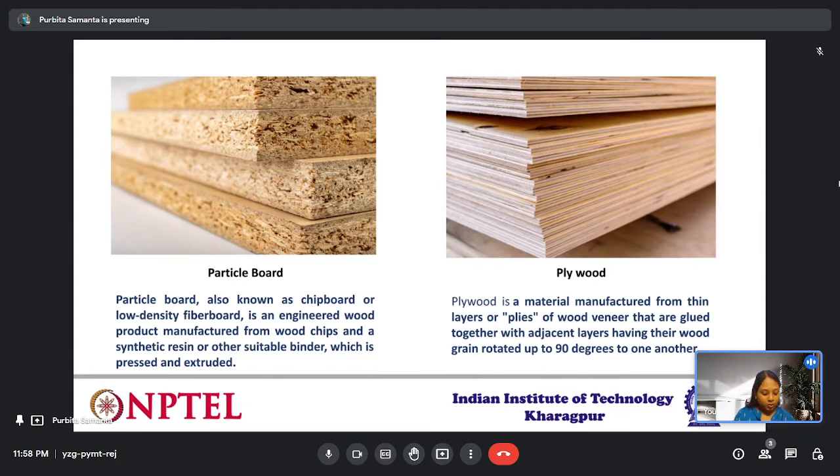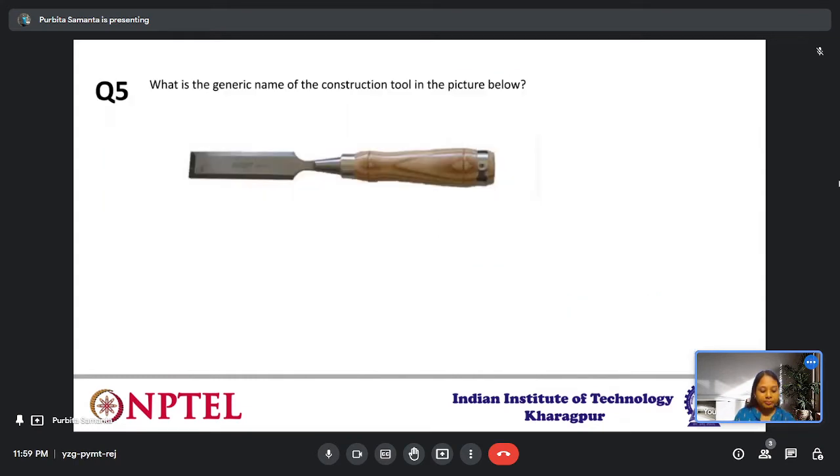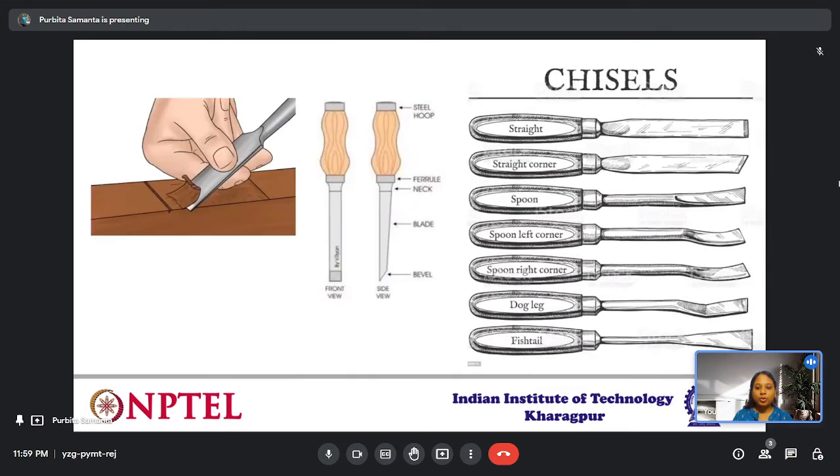Okay, so let's move to our fifth question. If you look into the fifth question, we can see that what is the generic name of the construction tool in the picture below? So the answer is it's a chisel. And let's see what a chisel helps in doing. So if you look into this particular image that you see here, the first image to the left, the chisel is basically chiseling out the wood.